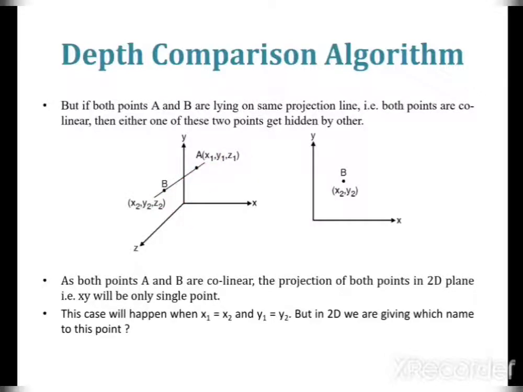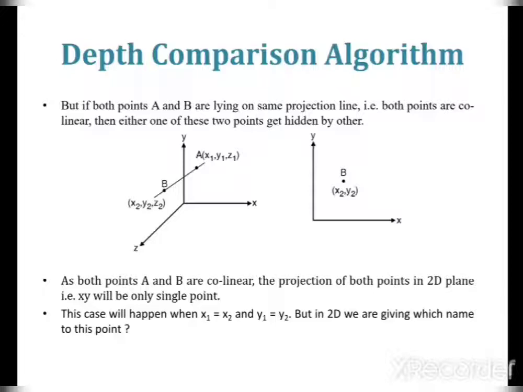As both points A and B are collinear, in the projection of both points in the 2D plane, we can see here only one point is projected. So how are we going to say which single point will be displayed, whether it will be A or B? In such cases, x1 and x2 are equal, y1 and y2 are equal, and we do not consider z1 and z2.